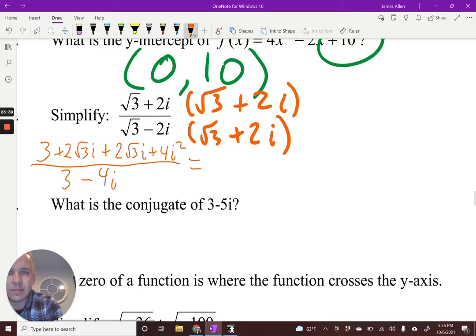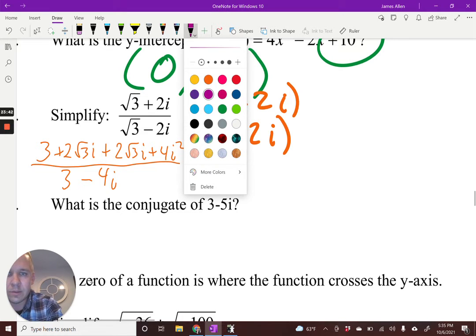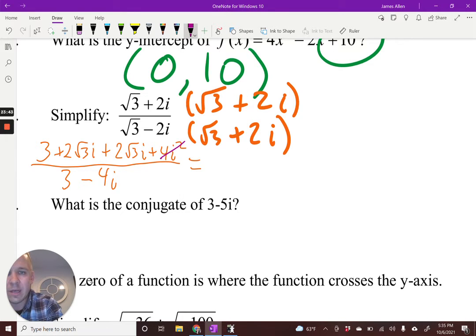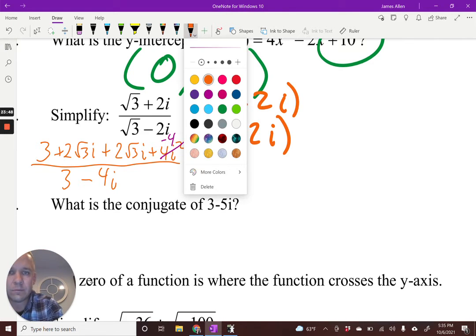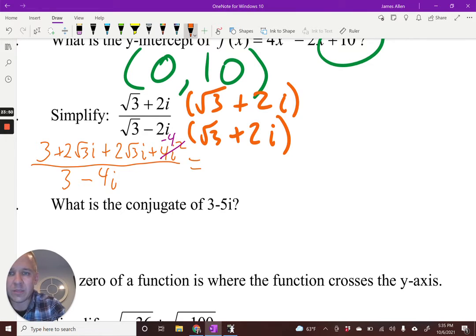Let me choose a different color here so we can see it. That's going to be negative 4, right? Because i squared is negative 1. So 3 minus 4 is going to be negative 1. Oh, Jenny, in a little bit. She's whining. All right, 4 root 3i all over, and then, oops, that's supposed to have an i squared. My apologies. That's going to be plus 4, so I'm going to have 7.